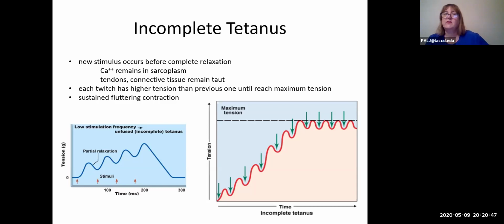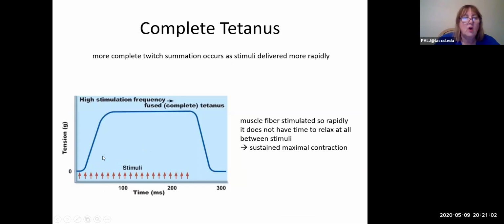So now let's figure out the difference between incomplete tetanus and complete tetanus. Okay, realizing in incomplete tetanus, we've got wave summation going on until we hit maximum tension. In complete tetanus, what happens is the stimuli are much faster together. So we're going up in contraction. We don't have any time to relax whatsoever. So basically all those contractions are all fusing together. So it looks like one huge, super long contraction.